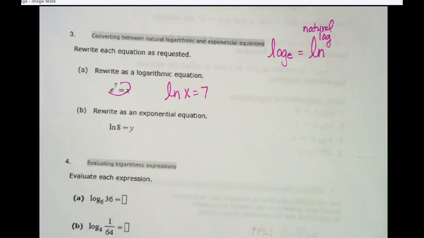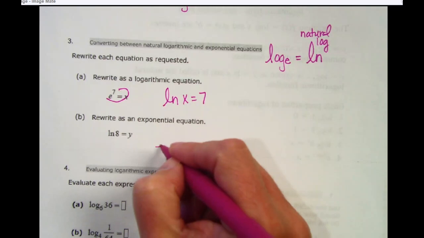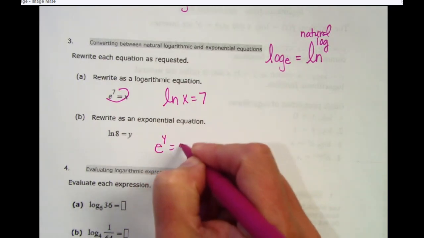Rewrite as an exponential equation. What's our base if we've got an ln? E raised to the y equals 8.